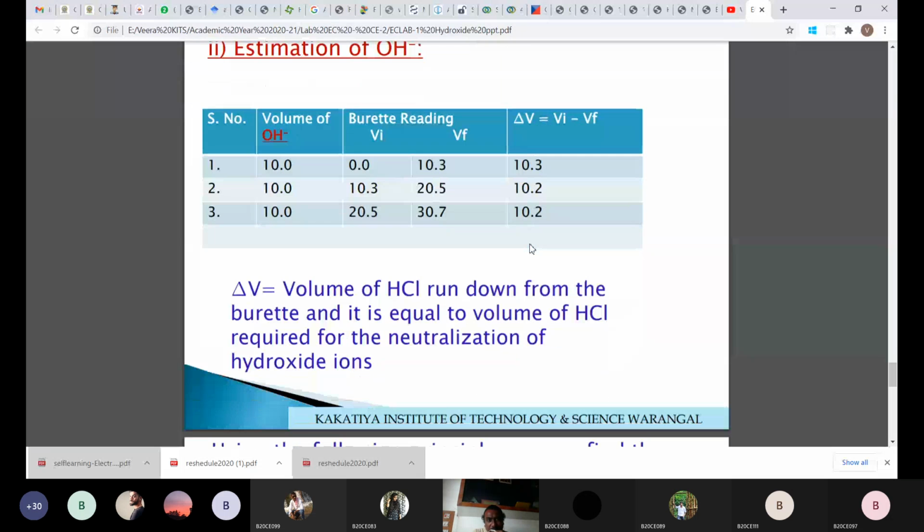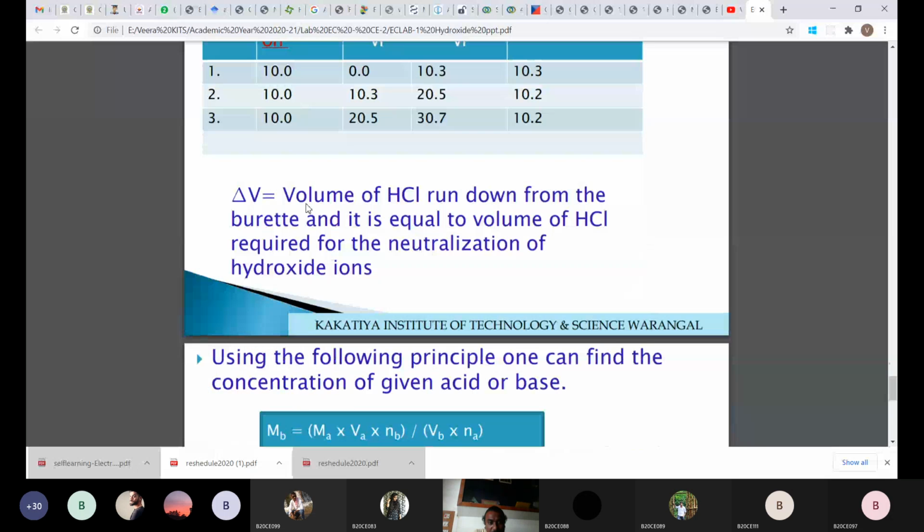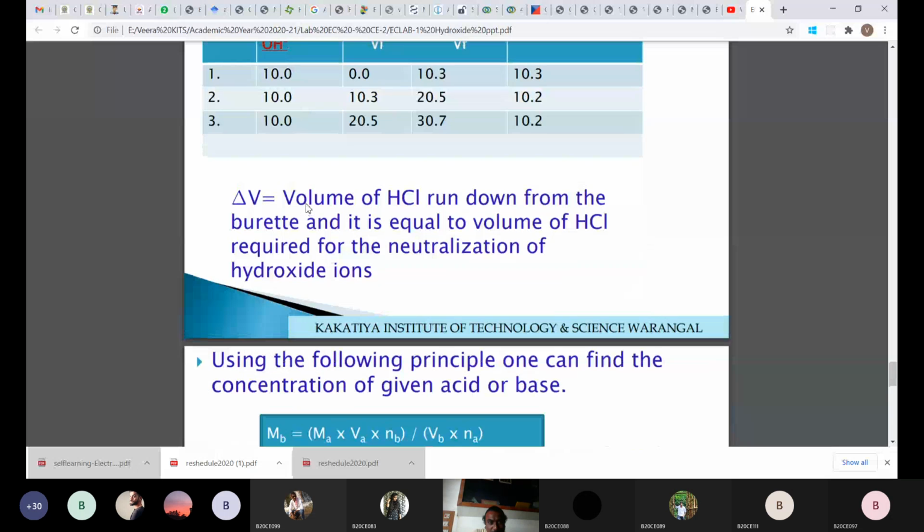So you already know the volume of HCl. You already know the volume of your test solution in which the hydroxide is present. And you already know the concentration of HCl. So you already have the N1 and N2 values.